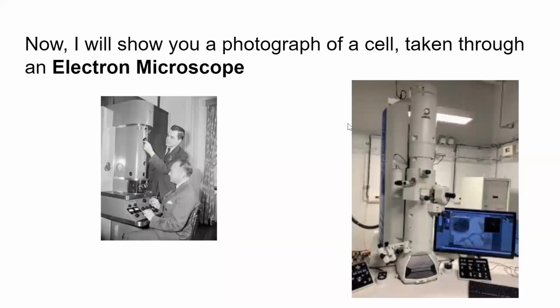Now I will show you how cells look under an electron microscope. This is the second type of microscope. So the compound or light microscope used light to see the specimen. What do you think the electron microscope will be using to see the image? Beams of electrons.